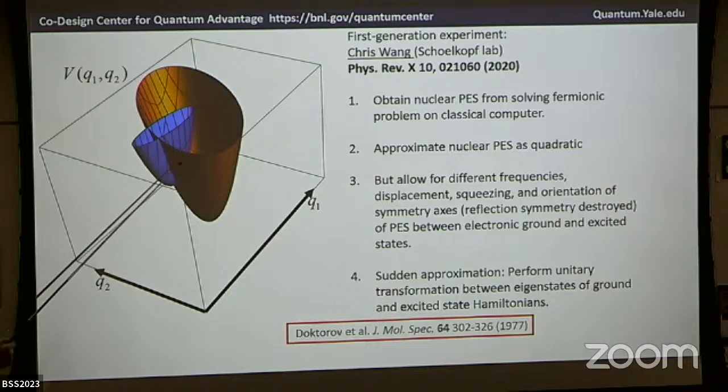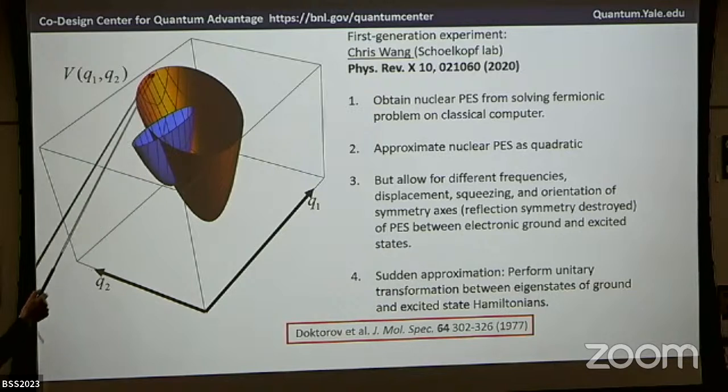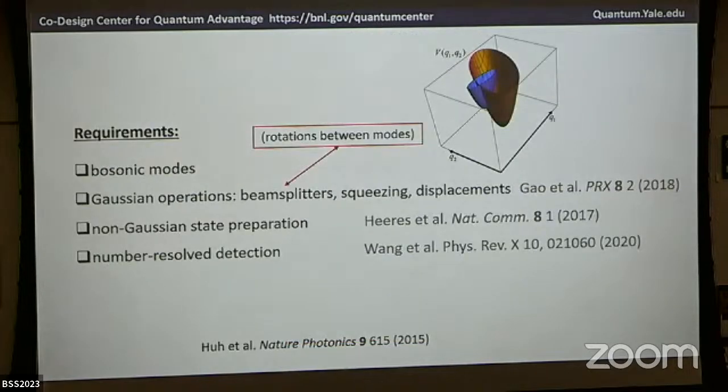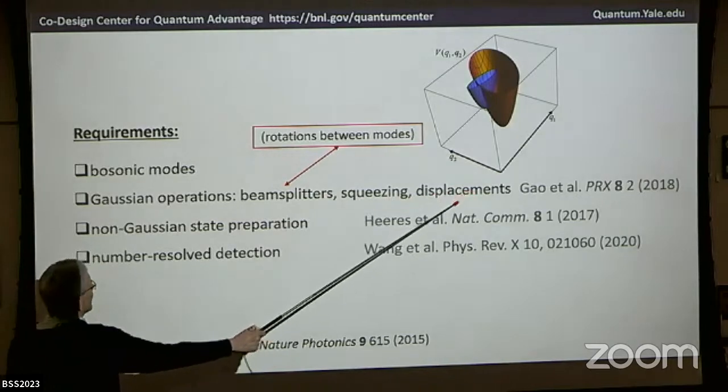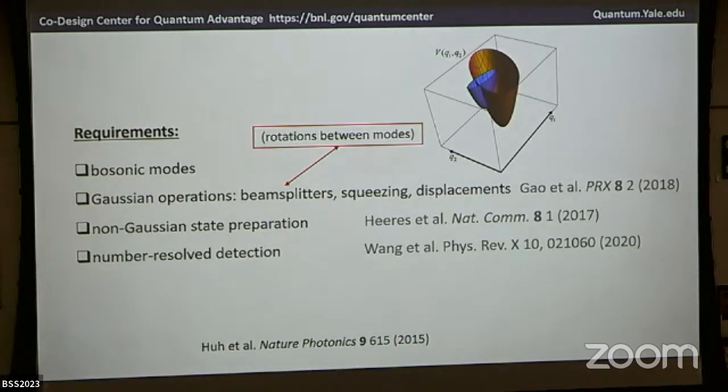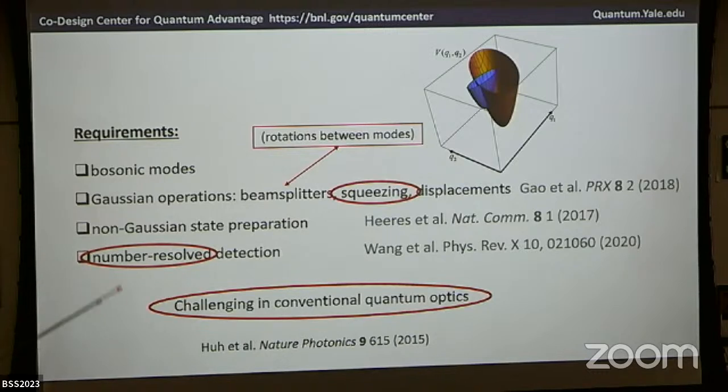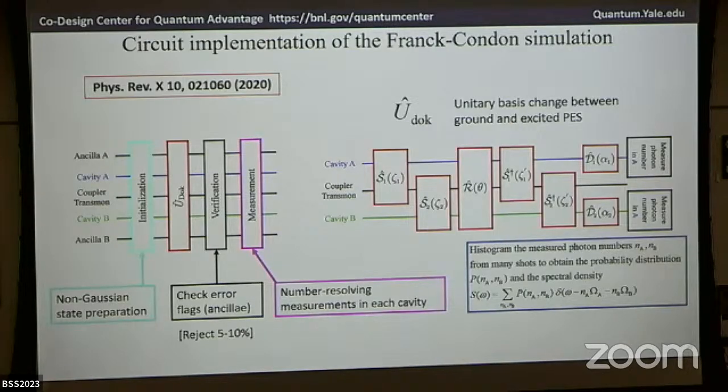I'm going to need a beam splitter to do that for me. Also, there's a displacement of the minimum in two dimensions, and the spring constants have changed, which is squeezing. So I'm going to need all of those things: a beam splitter to mix the modes, to rotate between the modes, squeezing, and displacements. Some of these things are more challenging to do in optics, and I've showed you we have all the tools to do them here. Okay, so here's the circuit.